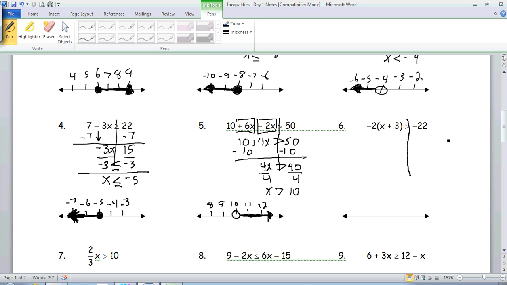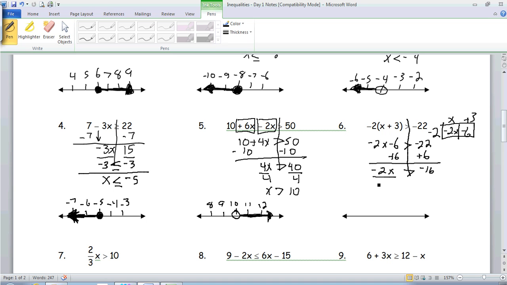Here, I must make my distributive box. I'm going to come over here and do my Punnett square. I have negative 2 times x plus 3. That gives me negative 2x minus 6. So this becomes negative 2x minus 6 is greater than negative 22. I'm going to add or subtract my constant. I end up with negative 2x is greater than negative 16.